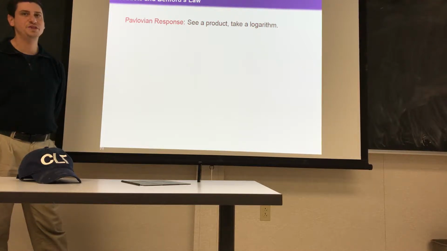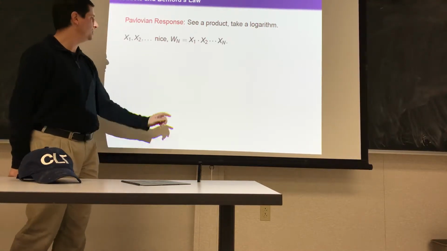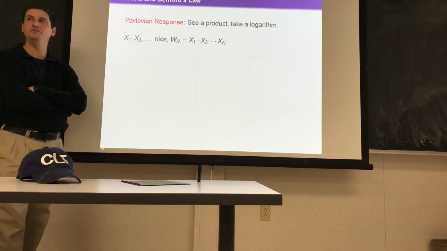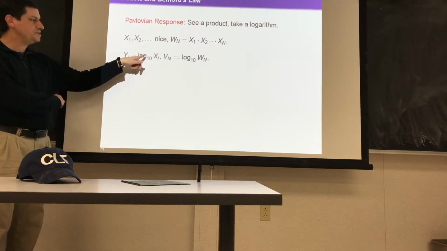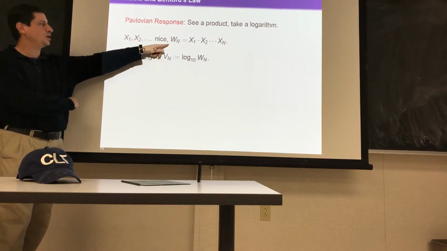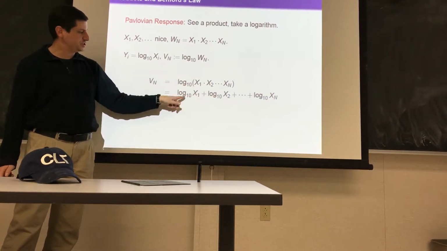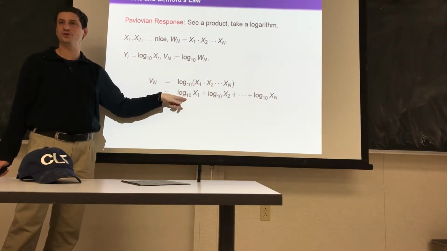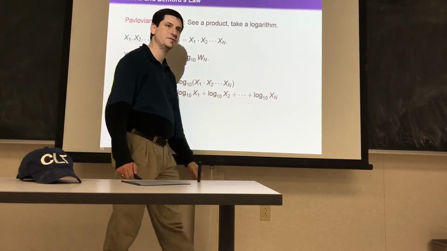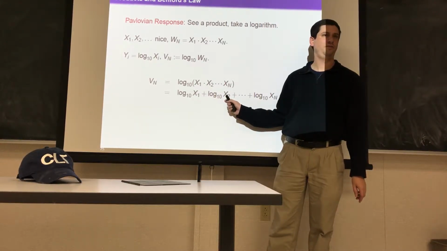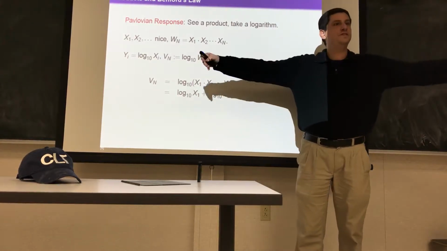All right, so we've done this many times. If you see a product, take a logarithm. So let's say we have some observation that's a product of independent identically distributed random variables. Well, let y_i be the log of x_i, and let v_n be the log of w_n, the log of the product. Well, v_n is the log of the product, so it's the sum of the logs. What should the sum of the logs converge to? What theorem should we be using here? Central limit theorem, right? This should be converging to being a normal with increasing variance.